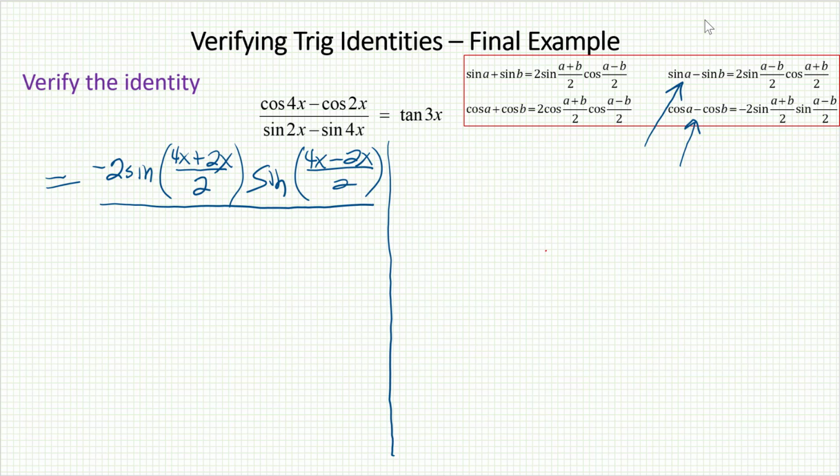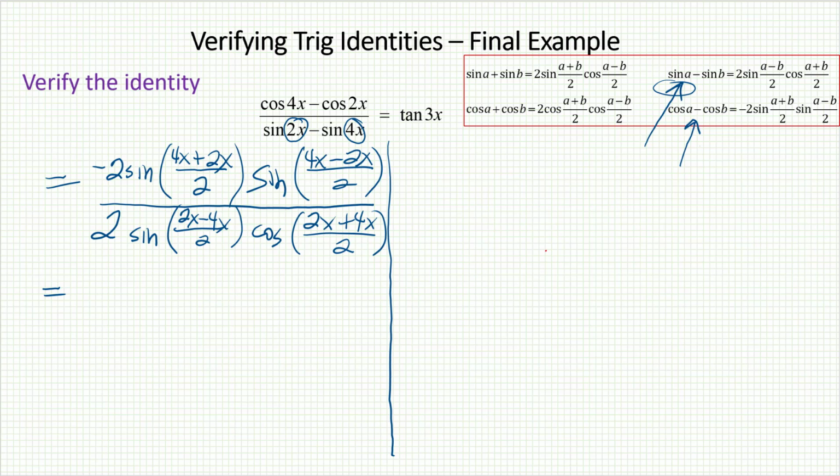The denominator, now I'll use this other identity here. So sine A minus sine B is what I have. That's equal to 2 sine, let's see, here I do A minus B, that would be 2x minus 4x. Right, here's my A and here's my B, divided by 2. And then the other one up there is a cosine, and that is A plus B, so 2x plus 4x over 2. And then I have a bunch of simplifying to do.